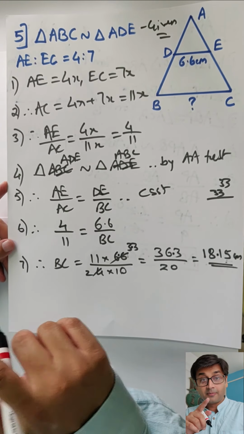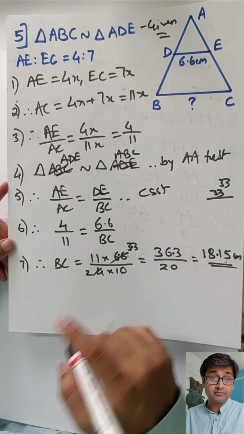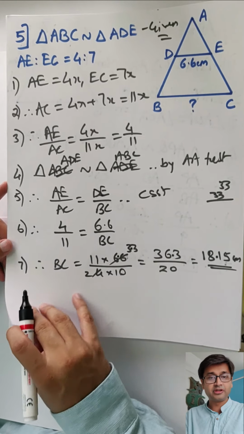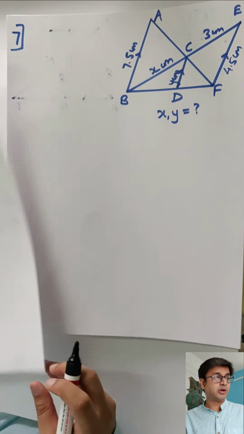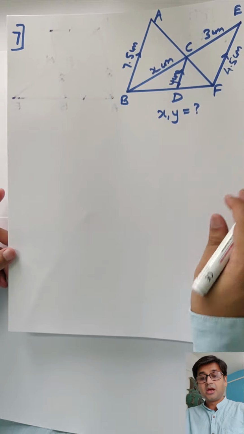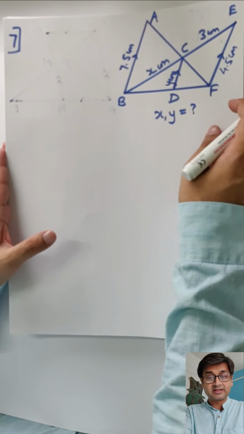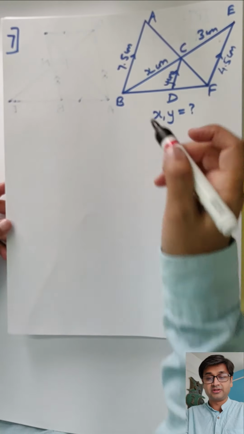Got everyone? How many of you managed to write the entire sum on your own? Proud of you. Keep it up. Next one, sum number 7. We've done this type before in the previous exercise also, so I'm pretty sure you can manage this.